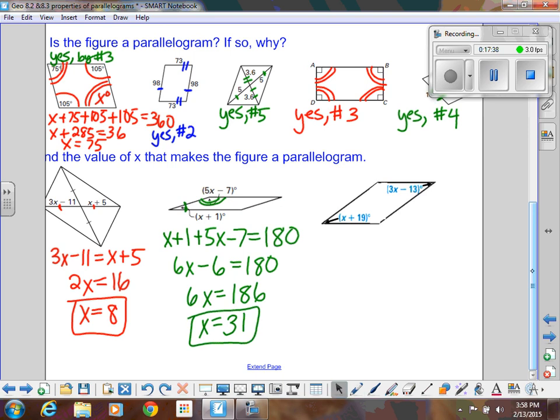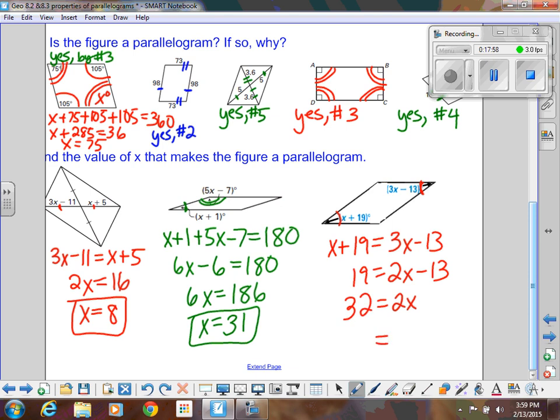And then our final example, we have this angle, and these are opposite angles, so we should set the angles equal to one another. So I'm going to subtract the x over to the other side, add the 13 over to the other side, and then I'm going to divide by 2, and I get x equals 16.